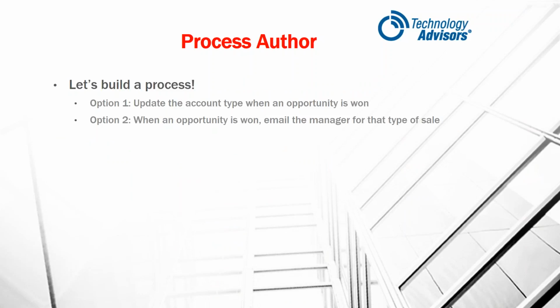Option 1 is we're going to build a process that will update the account type when an opportunity is won. Option 2 is that when an opportunity is won, we're going to email a manager specific to that type of sale. So it'll have a branch in it to determine who the correct person is to email.